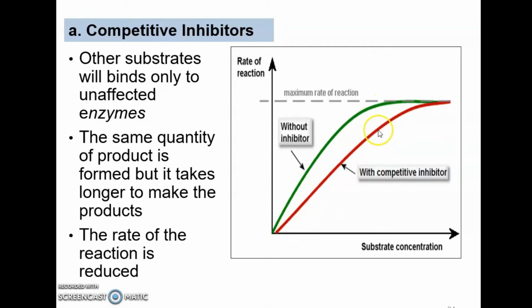Okay, kenapa lebih rendah? Because we know that after the inhibitor binds to the active site, it will block the substrate from binding to the active site. So no enzymatic reaction occurs. So that's why the rate of reaction decreases. But once the inhibitor leaves the active site, then the substrate binds to the active site so that the reaction occurs, and at the end, the same amount of product may form. But it will take a long period of time compared to the condition with no inhibitor.